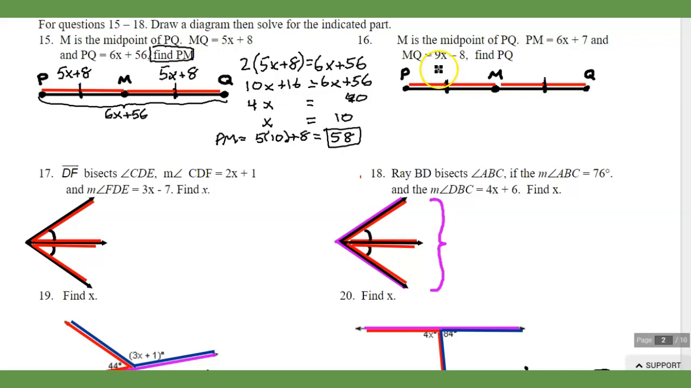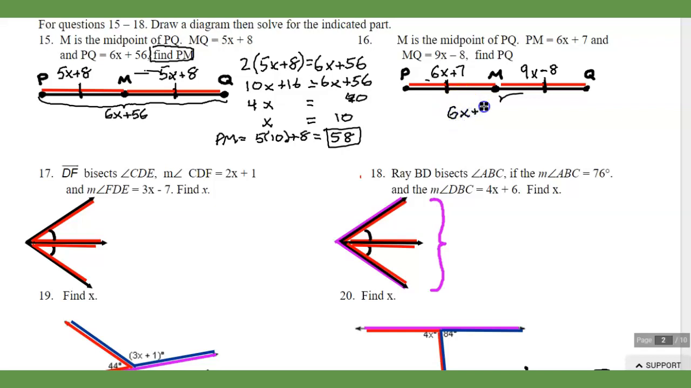Okay. Number 16 is very similar. So PM is 6x plus 7. Okay. MQ is 9x minus 8. So this is slightly different. It doesn't give us the length of the entire segment here, PQ, because it's a different type of problem. Remember over here how these two are the same? So these are equal to each other, right? 5x plus 8 and 5x plus 8. So these are equal to each other as well. So we just set them equal to each other.